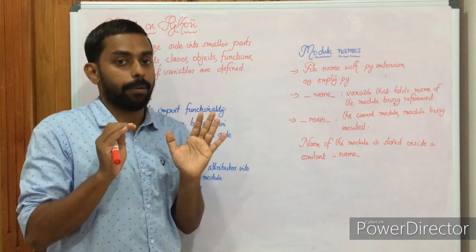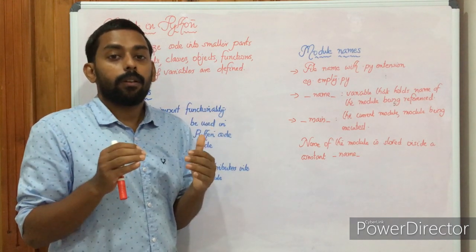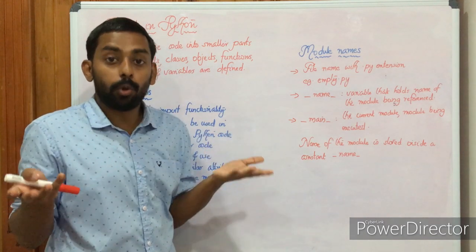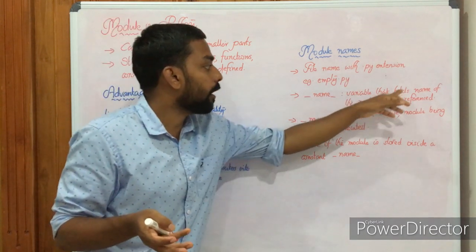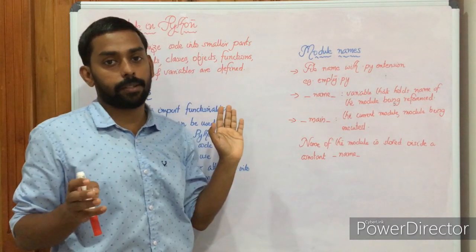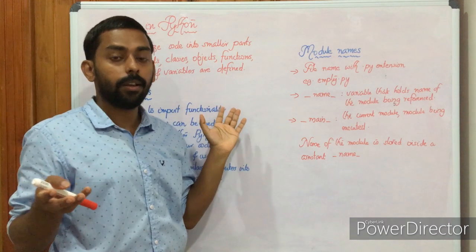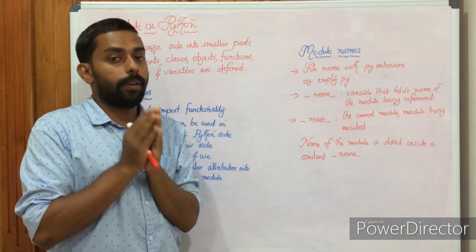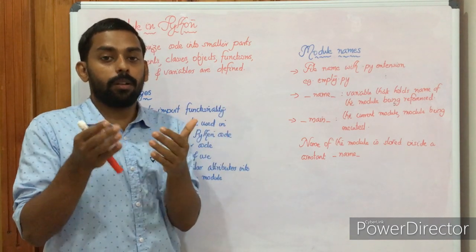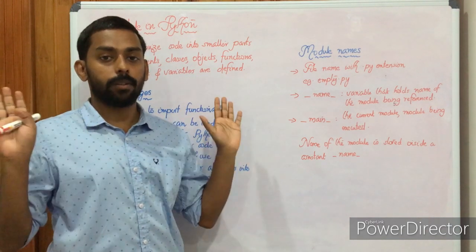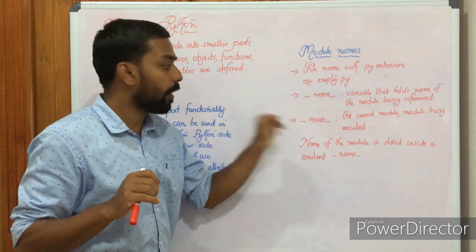We know __name__ contains the module name. It is a variable that holds the name of the module being referenced. Here, what is the name? That is empty. So __name__ is a variable, or we can say a constant, which stores the name of the module. That's it. Then we have __main__.